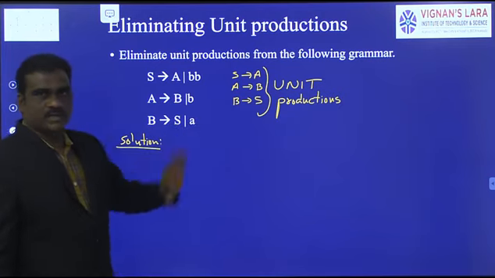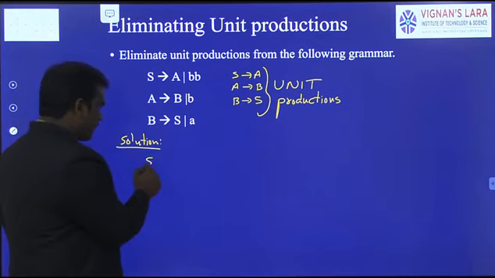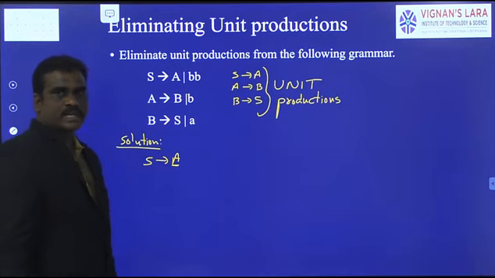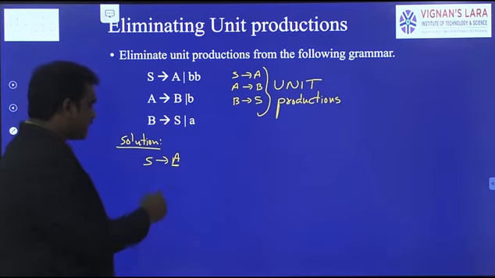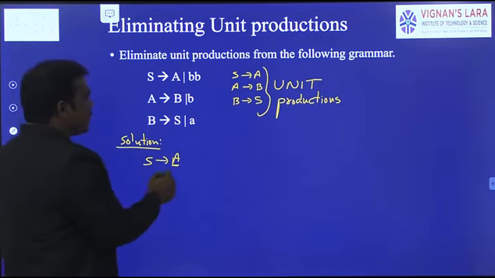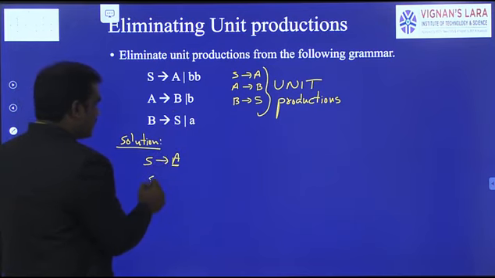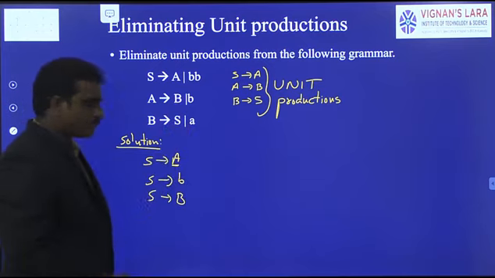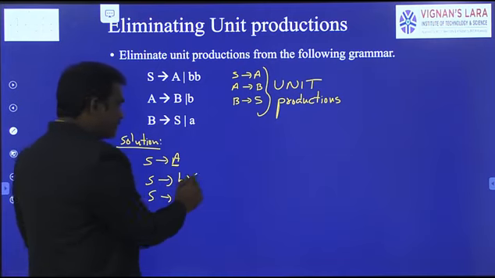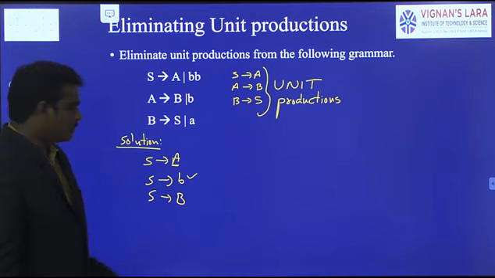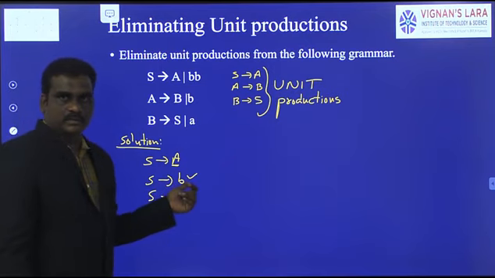Start with the first production, S to A. A is a non-terminal, so A is replaced with the A productions. What are the A productions? One is B B, and the second one is b, that is capital B, small b. So S to Bb is not a unit production, so we can include this production.